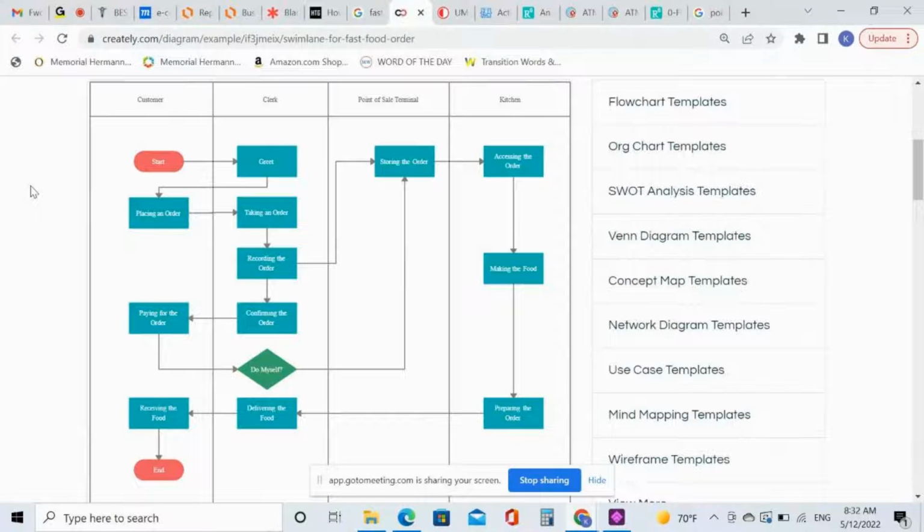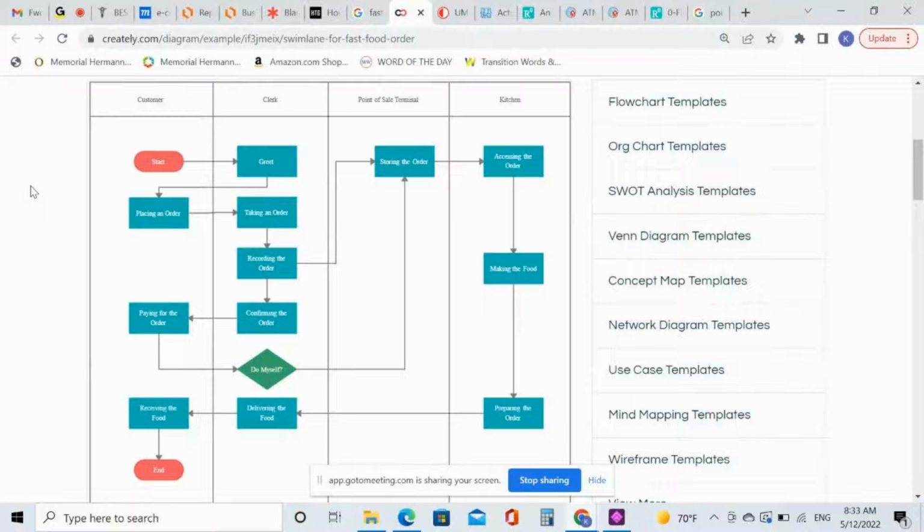Okay, next. After that, they confirm the order. They generally check with you, right? Did you say 1 pizza, 1 burger, 1 Coke? They cross check with you, and that is called confirming the order.